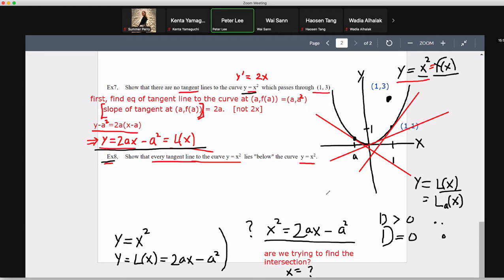Now you have to be very clear about this because this is the heart of the problem. What is it that we have to show? That's the critical part here. We are trying to show that the tangent line, no matter which tangent line it is, is always below the curve. What is it that we have to show?